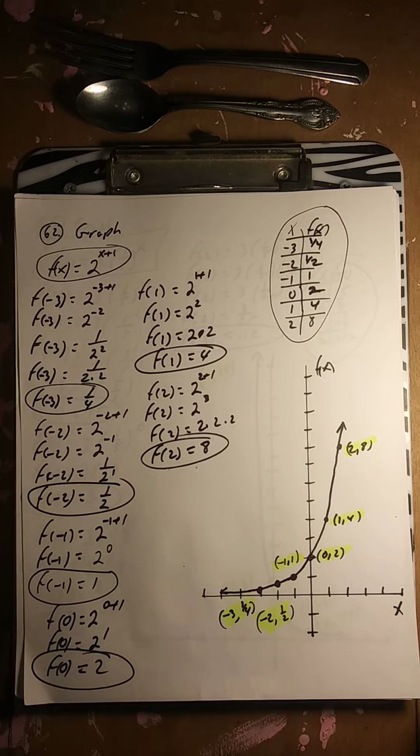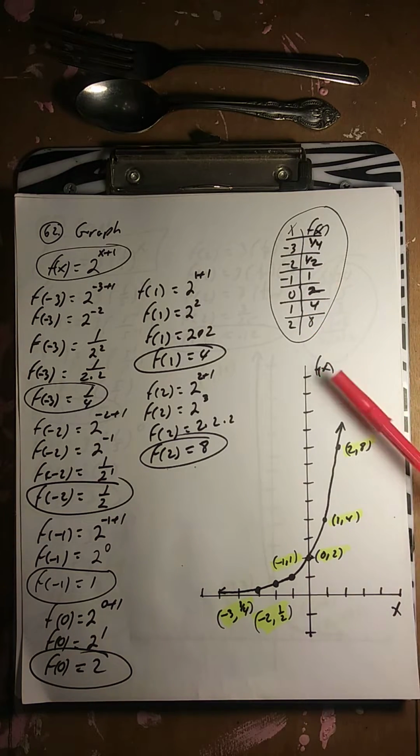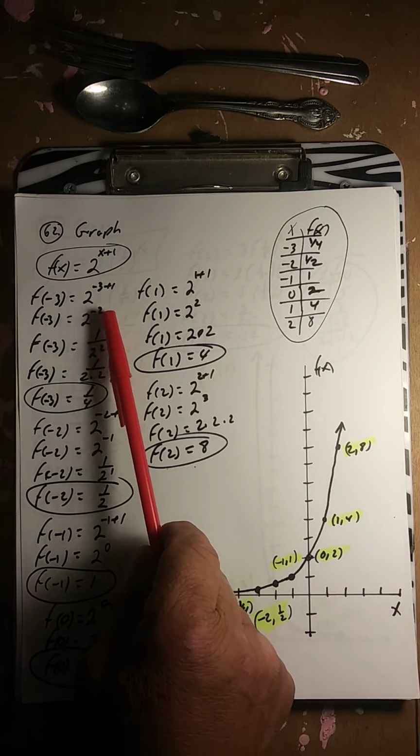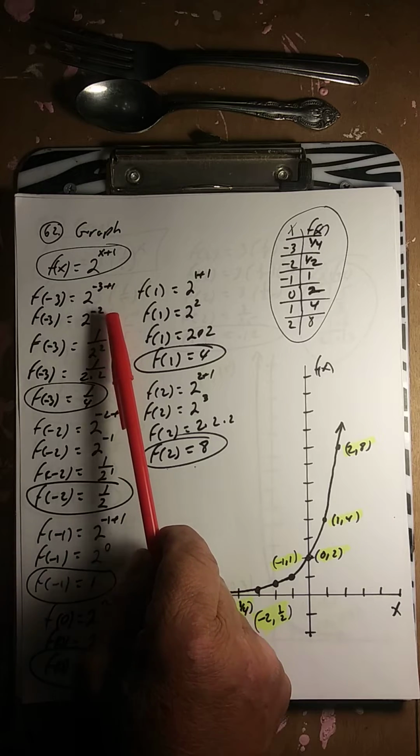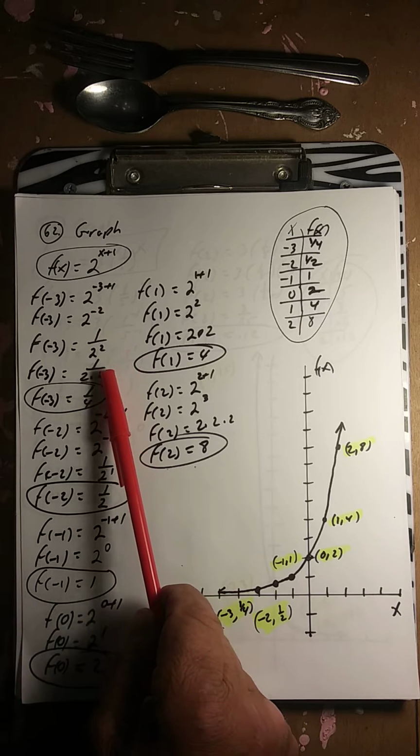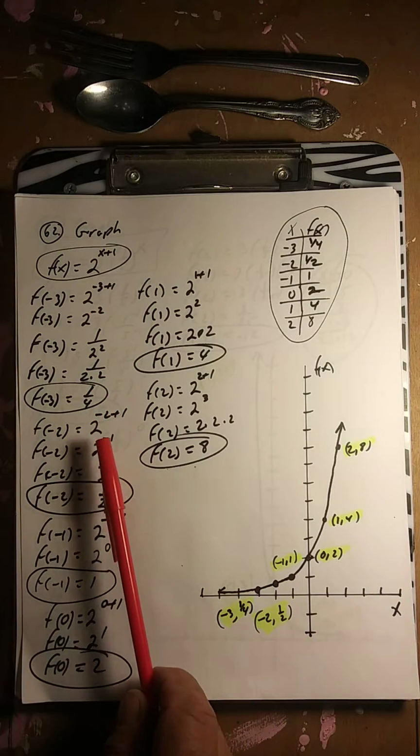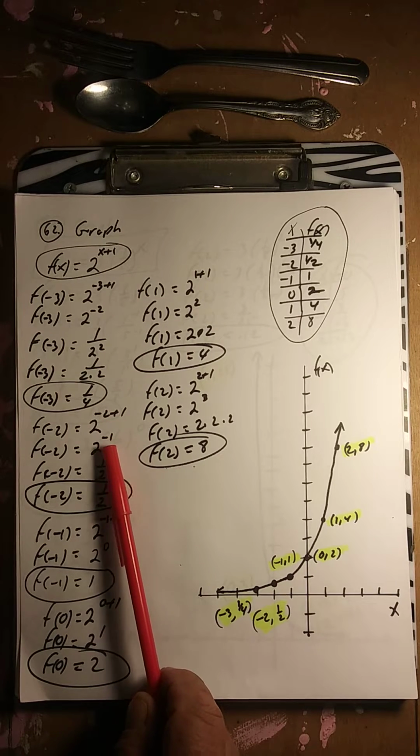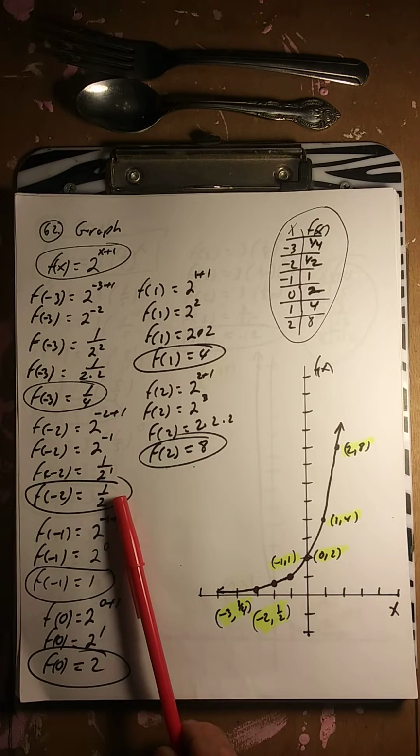Graph this exponential function. I put these numbers in there. I put it the long way. Put the numbers in there. That's going to be 2 to the negative 2. Rewrite it. That's 1 over 2 squared, which is 1 over 4. Then 2 to the negative 1. Rewrite it. 1 over 2 to the 1, which is half.